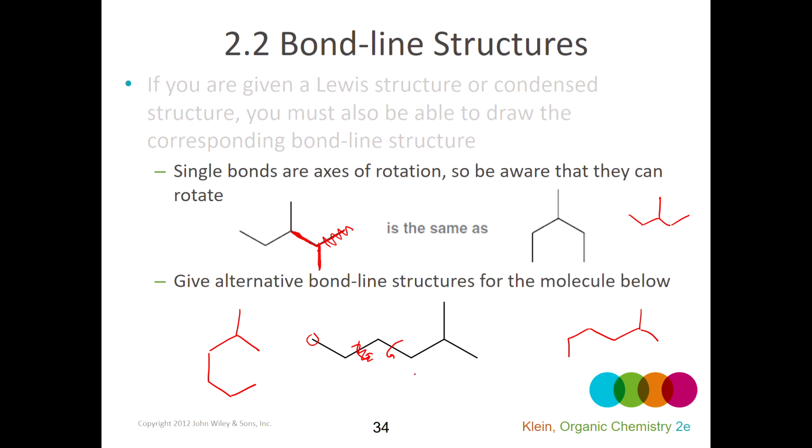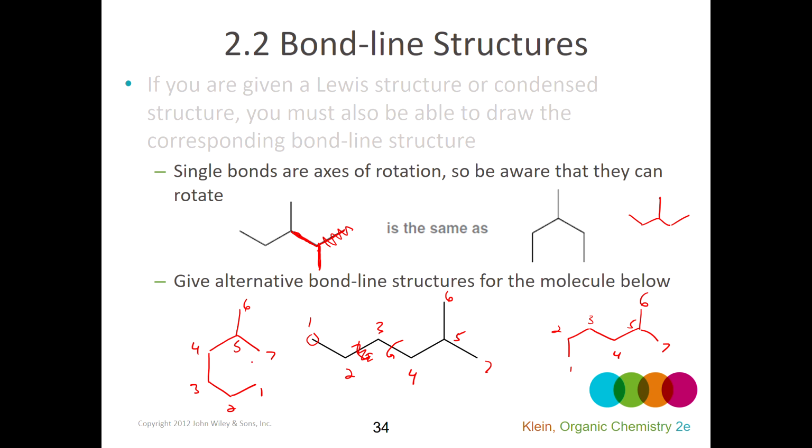If I want to check it, I can just number the carbons. 1, 2, 3, 4, 5, 6, 7. So the way that things are oriented in space is not that important right now. We'll talk about that in detail later. For now, you want to recognize that depending on how the bonds are rotated, things can flip around.